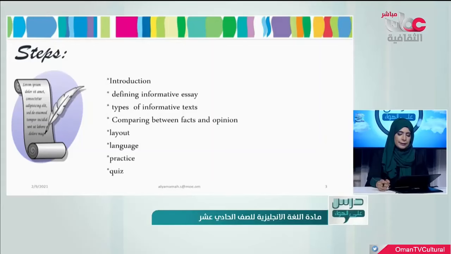Then we will explain the layout and the language, and we will have one practice regarding the content that we have in our course book. At the end of this lesson, we will have a short quiz using the Kahoot program, so please prepare your laptops, iPads, or mobile phones that can help you to cooperate with this competition. Now let's start together.